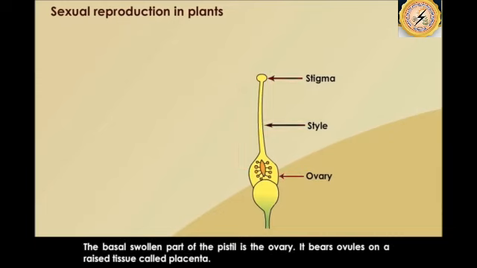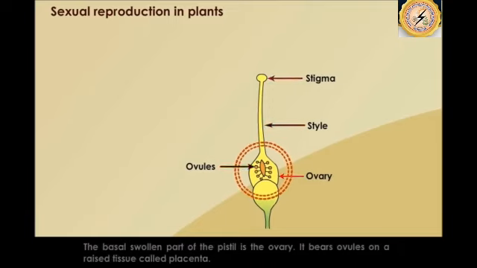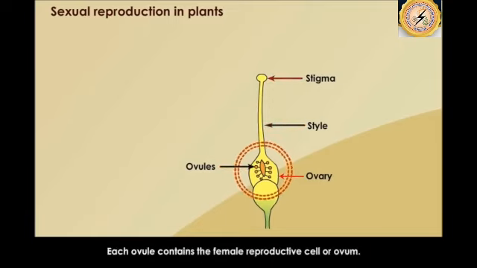Furthermore, the basal swollen part of the pistil is the ovary and it bears the ovules on a raised tissue, that is the placenta. So the ovary is not floating but it is attached on a raised tissue known as the placenta, and the ovary has the ovules. Now each ovule contains the female reproductive cell which is also said to be the ovum.